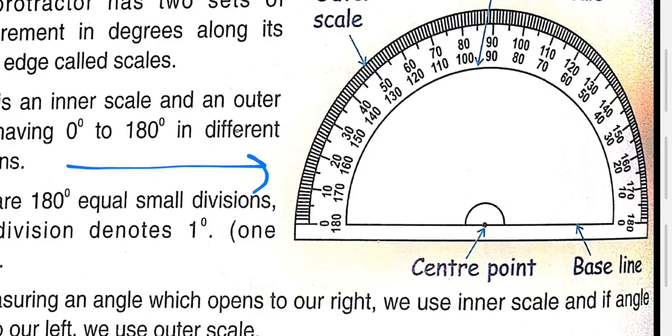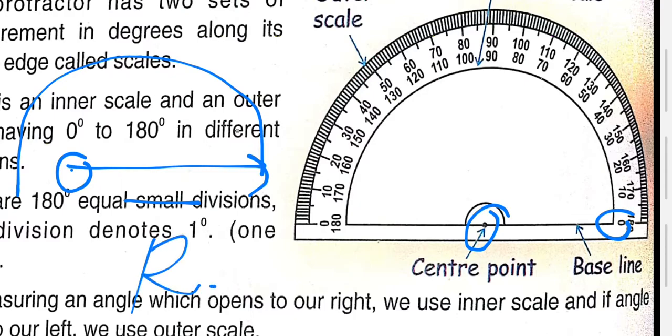First you draw a line. Now take the protractor and put its center point at this corner. Adjust it in such a way that the baseline passes through the 0. When you put it like that and you are taking the right side, you have to use the inner scale, and then you draw the angle.